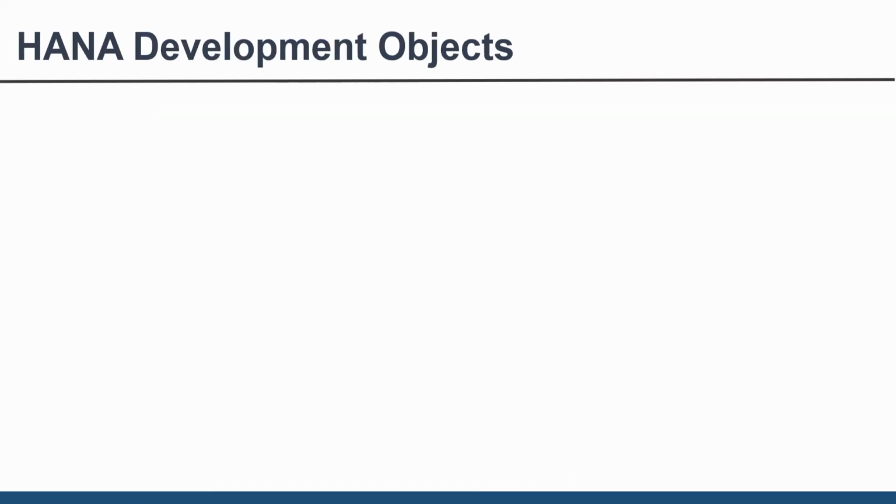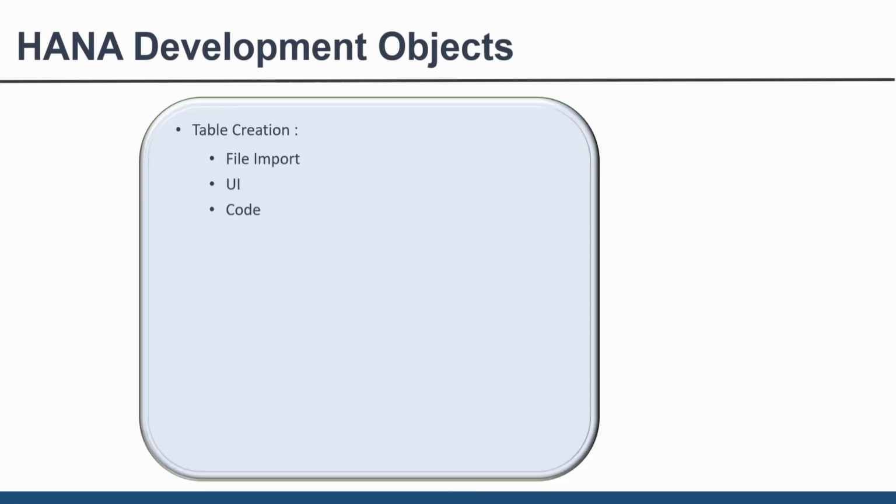And then there are different HANA development objects. We call them HANA native development objects. Under this, you can create tables in HANA database. You can directly connect to HANA database, and there you can create your own custom tables, either as a row store or as a column store table. There are three ways to create your table. One is a file import, which means you can import your data from an Excel sheet into your table, and while importing that data you can create a table. You can also create a table using a wizard through the UI. You can also write a SQL statement for that through the SQL console.